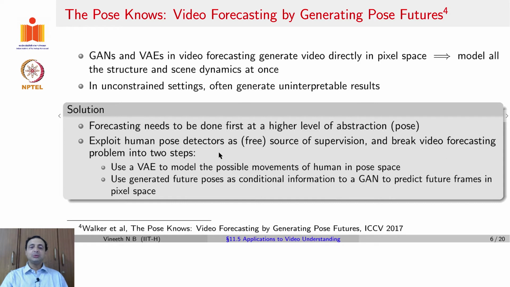One, it uses a VAE to predict the possible movements of humans in pose space, and these predicted or generated human poses are used as conditional information to help the GAN predict future frames in pixel space. The task here is, given a set of frames in a video, the model needs to predict the next frame or the next set of frames.